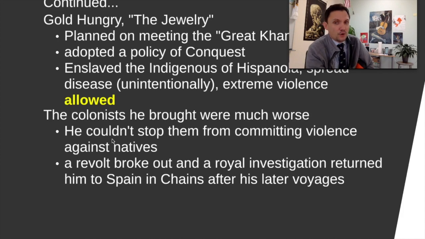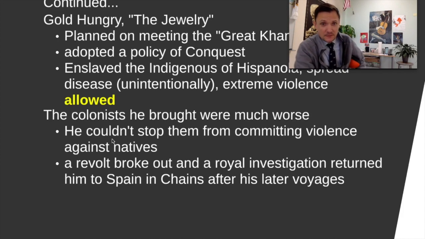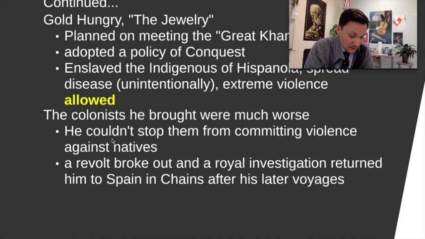However, the colonists he brought with him were much worse than he was, right? The colonists he brought with them began to commit way more violence than anyone ever anticipated, right? So the colonists began to kill natives in much larger numbers, kidnap them, hunt them down, assault them, continue to commit very egregious acts of violence, so much so that when Columbus came back to the islands on his second voyage, he couldn't stop them because they had already gotten so stirred up. A revolt broke out because Columbus then tried to execute some of the colonists that were still there, along with some of the natives that were there as well.